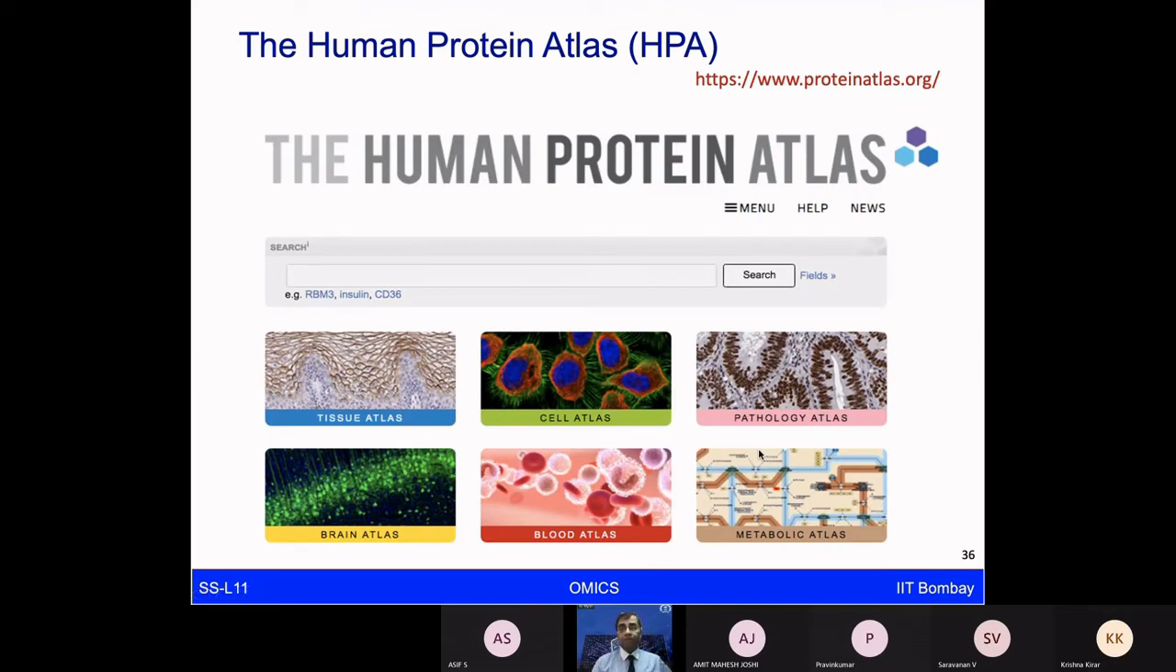Another important portal here is HPA, or the Human Protein Atlas. If you go here, you can search for a given protein which is of interest to you. You will find a lot of interesting information.